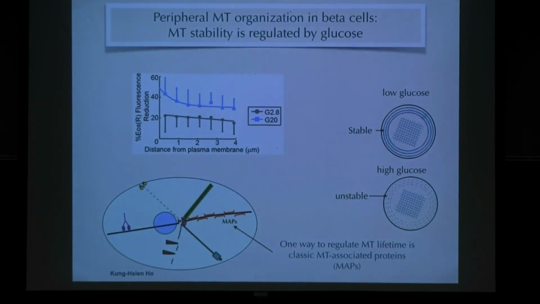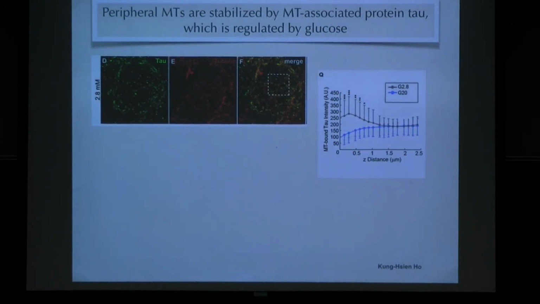We have addressed how this can be regulated. One potential way to stabilize microtubules is to coat them with classic microtubule-associated proteins, structural MAPs. We looked at several, but we ended up focusing on one, the protein tau, which many of you have probably heard of because it is associated with Alzheimer's disease. It also stabilizes microtubules in neurons, but in these cells it is highly expressed. To make a long story short, what Kang Xian found is that this protein is sitting at peripheral microtubules.